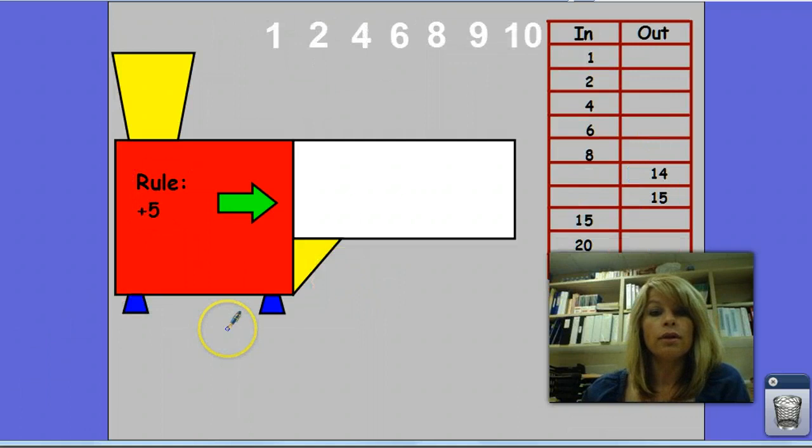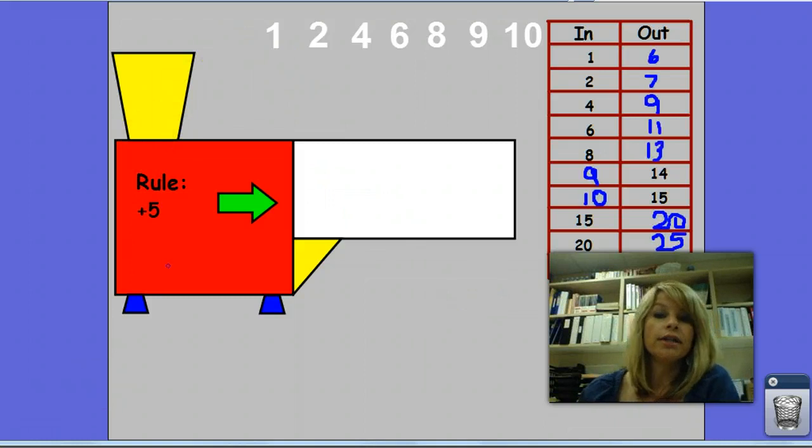Let's try one more. This rule, let's read it together. The rule is +5 or add 5. So every time a number goes in the machine, 5 is added and out comes the result. Now down here, it gives you the output, what comes out of the machine. So you have to figure out what goes in. You can think of that as the opposite operation and do subtract. You can take 14 - 5, or you can think of +5 is 15. I want you to press pause to work and press play when you're ready to check your answers.